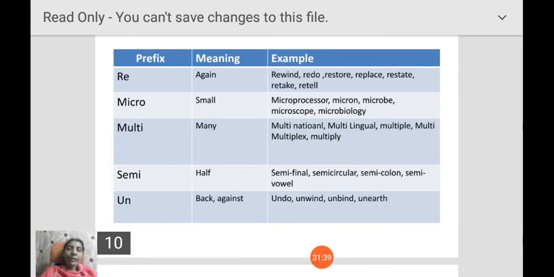Multiply. If you multiply, it becomes bigger, many times a number. Two fives are 10, so 5 becomes 2 times, many times a number. So that's why it is multiply. Semi is half. Semifinal, you have gone through half of the match, that means it comes before the final. Semicircular, something which is half circular in shape. Semicolon and semivowel.